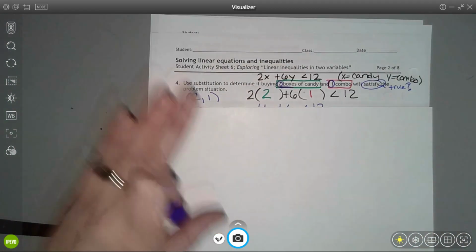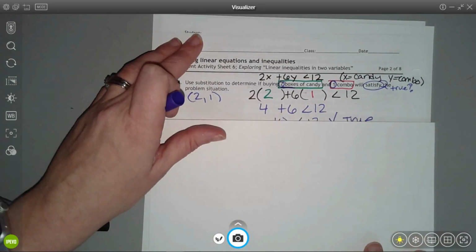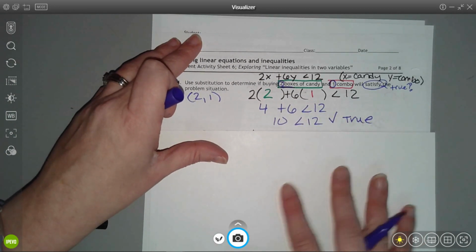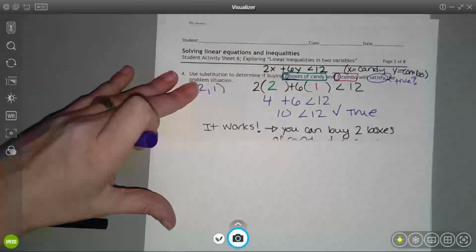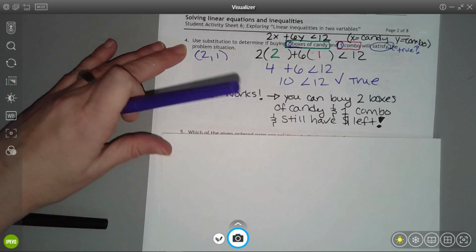Same thing. So 2 times 2 plus 6 times 1 has to be less than 12. 4 plus 6 is less than 12. 10 is less than 12. That is true. That means that that is a solution. Okay. We can buy 2 boxes of candy and 1 combo and still have money left.